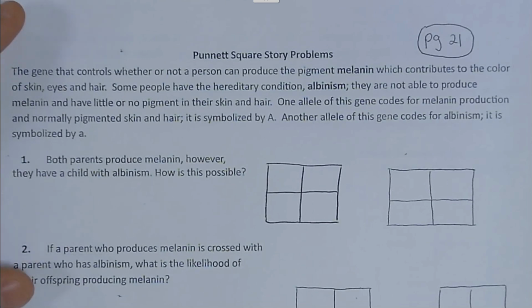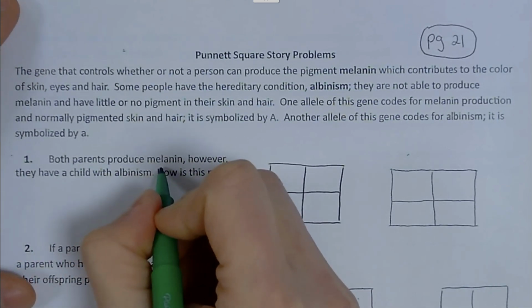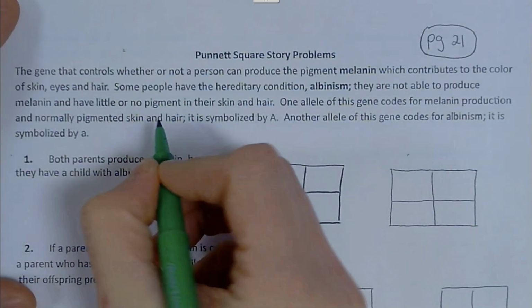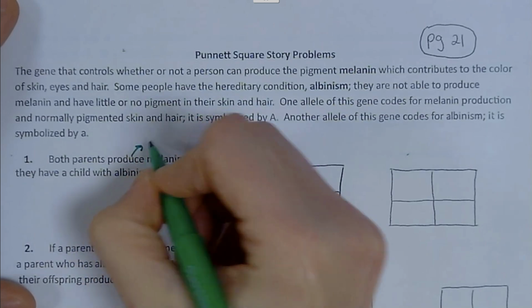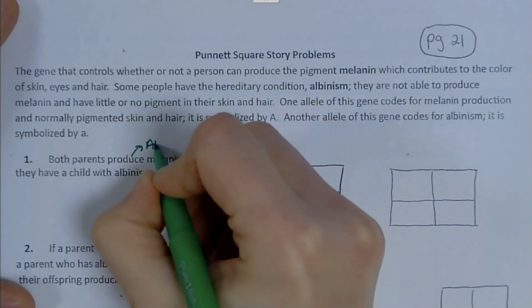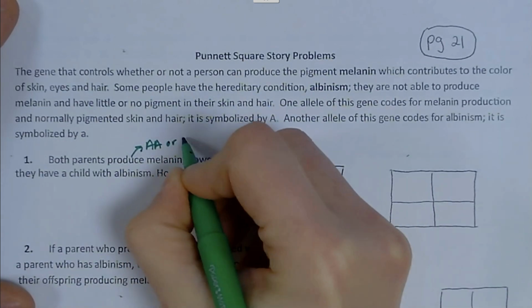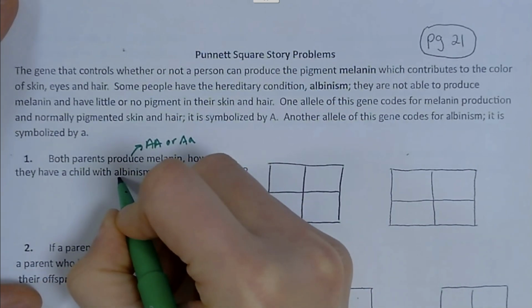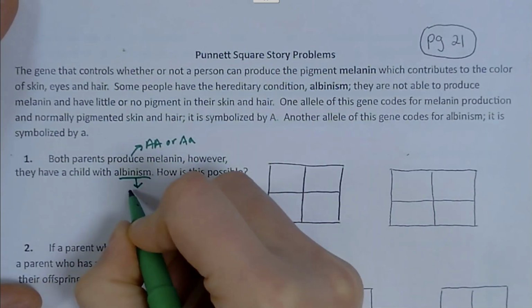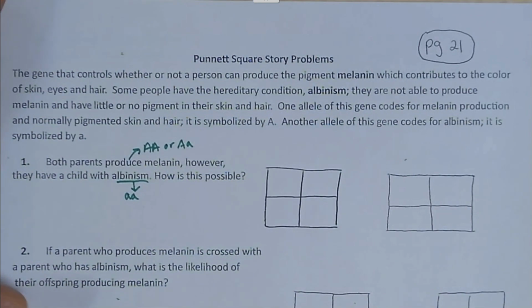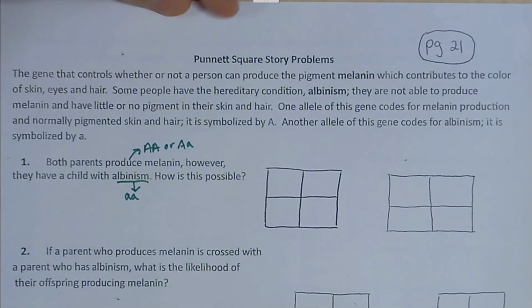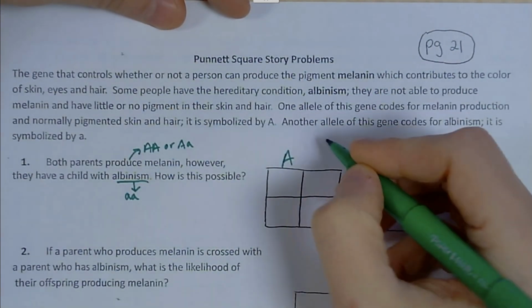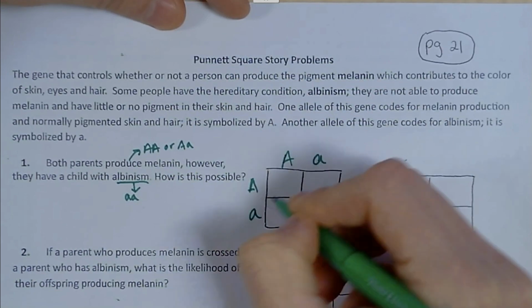How is this possible? Well, if both parents produce melanin, and we know that melanin pigment is dominant, that must mean that they are, we'll just use the letter A, either homozygous dominant or heterozygous. However, they have a child with albinism. We know the only way that you can get albinism, because it's recessive, is lowercase a, lowercase a. So we're trying to figure out how this is possible. Well, let's try, I don't know, big A, big A, little a.